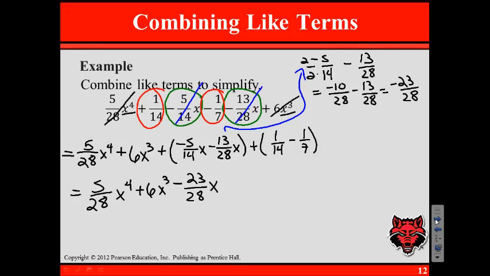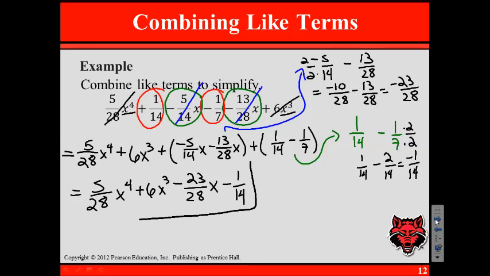Let's do the same thing with this last set of parentheses. 1 over 14 minus 1 over 7. The least common denominator is 14, so I'll multiply the second fraction by 2 over 2. And that gives me 1 over 14 minus 2 over 14, which simplifies to negative 1 over 14. At this point, we have no more like terms, so we're finished.